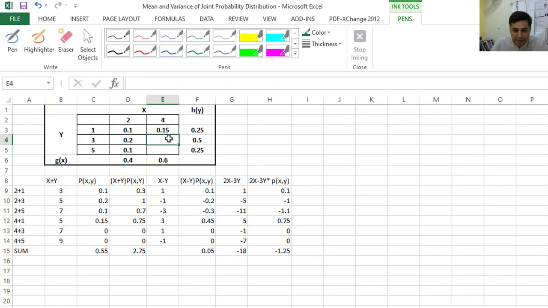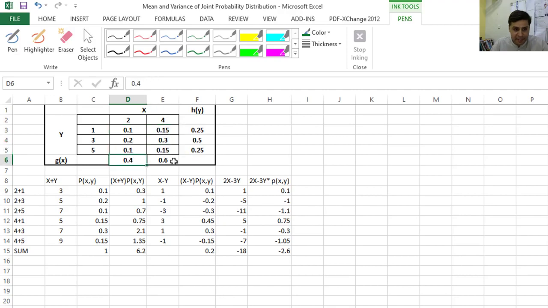So we will calculate the joint probability when x is equal to 4, so this is the probability, into when y is equal to 3, so this is the probability. We will calculate it like the previous one. When x is equal to 4, this is the probability, and when y is equal to 5, this one is the probability. So these are the joint probabilities. Remember, the sum of all these probabilities will be equal to 1.